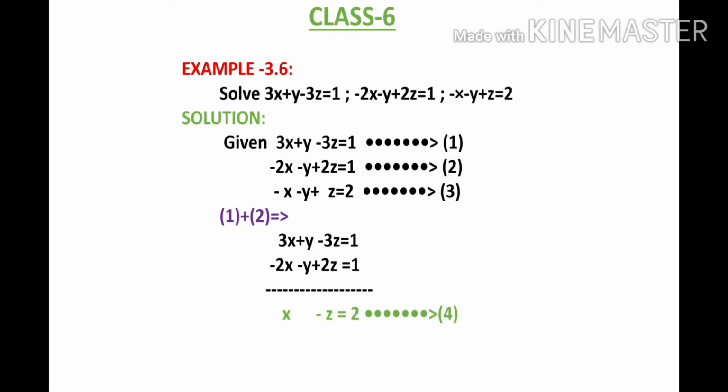Solve 3x plus y minus 3z is equal to 1, minus 2x minus y plus 2z is equal to 1, minus x minus y plus z is equal to 2.